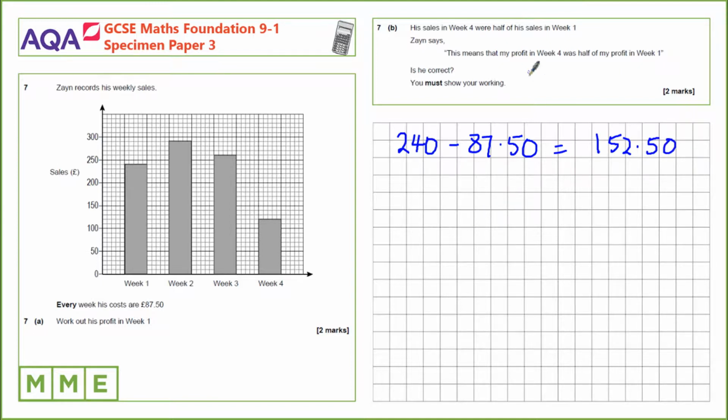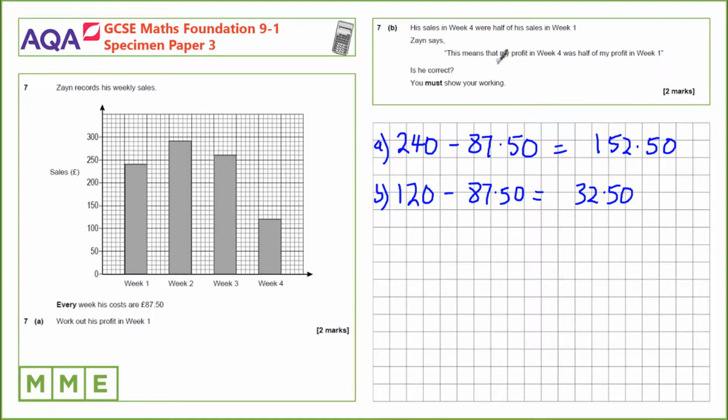For 7b, his sales in week 4 were half of his sales in week 1. Zane says this means that my profit in week 4 was half of my profit in week 1. Is he correct? So let's calculate the profit for week 4. It looks like his sales were 120. So we can take off £87.50, which gives £32.50 profit.